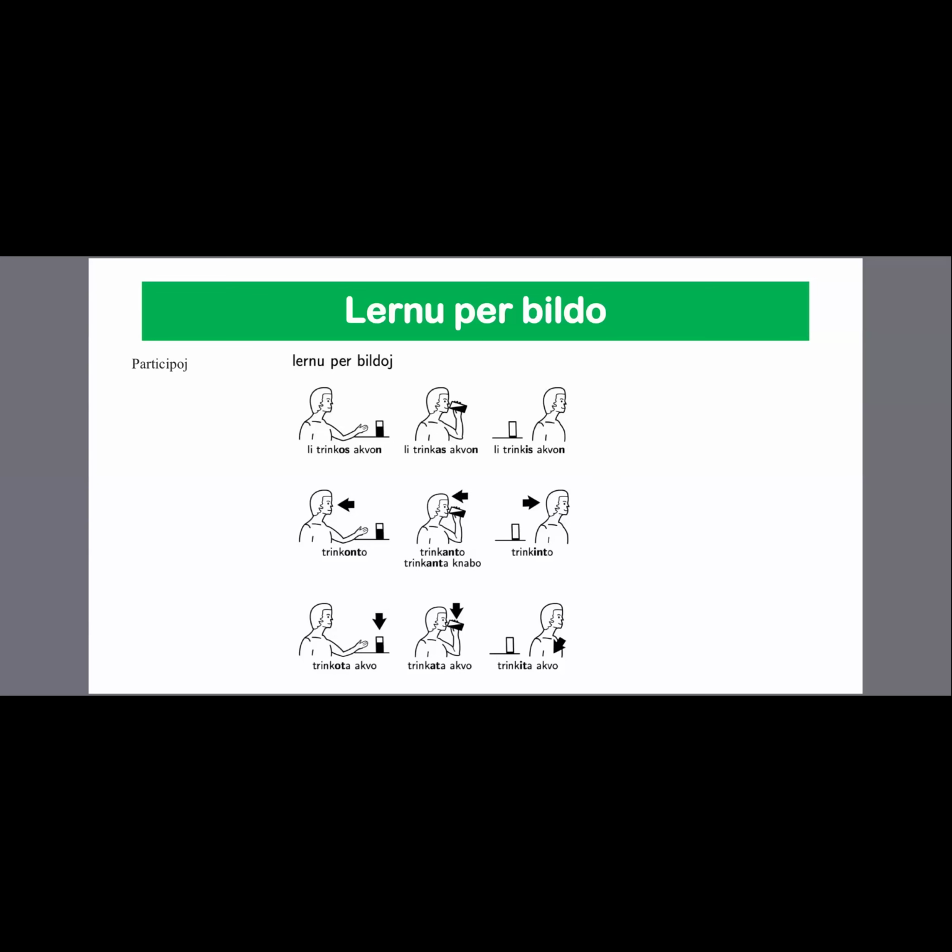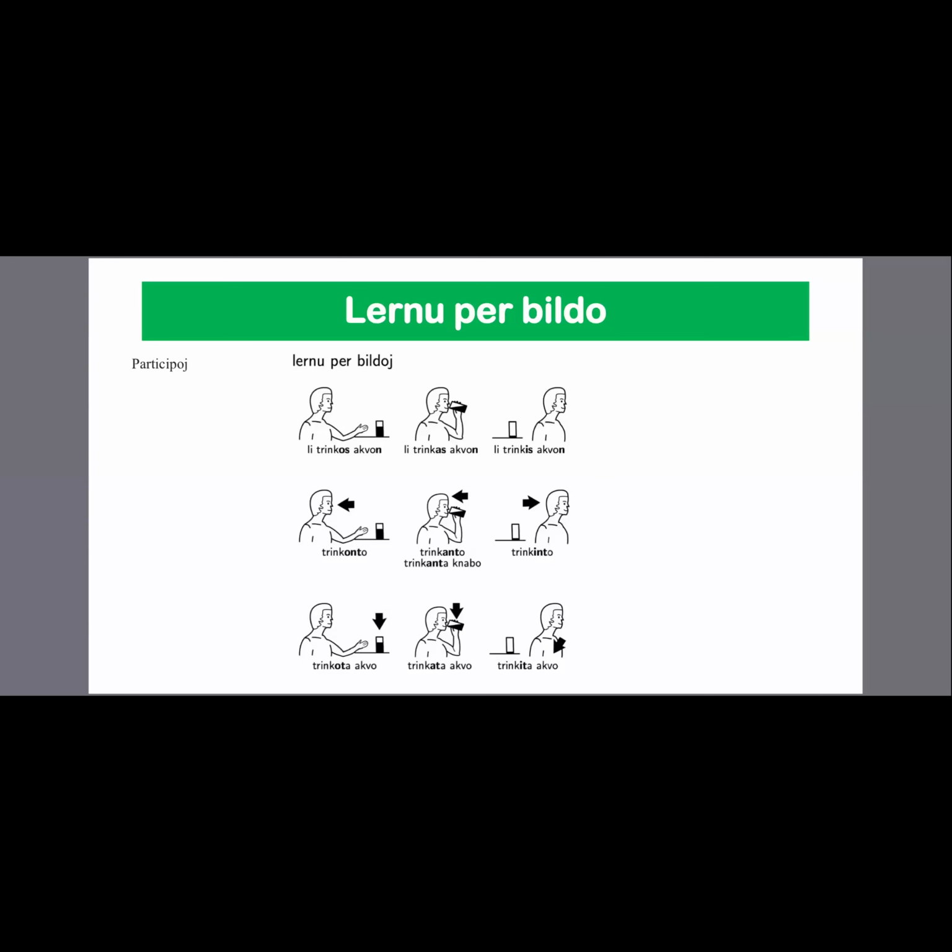So if we try to convert them into participles, someone who is going to drink something, someone who will drink in the future, we call trinkonto. Trinkonto is a drinker in the future, someone who will drink later.